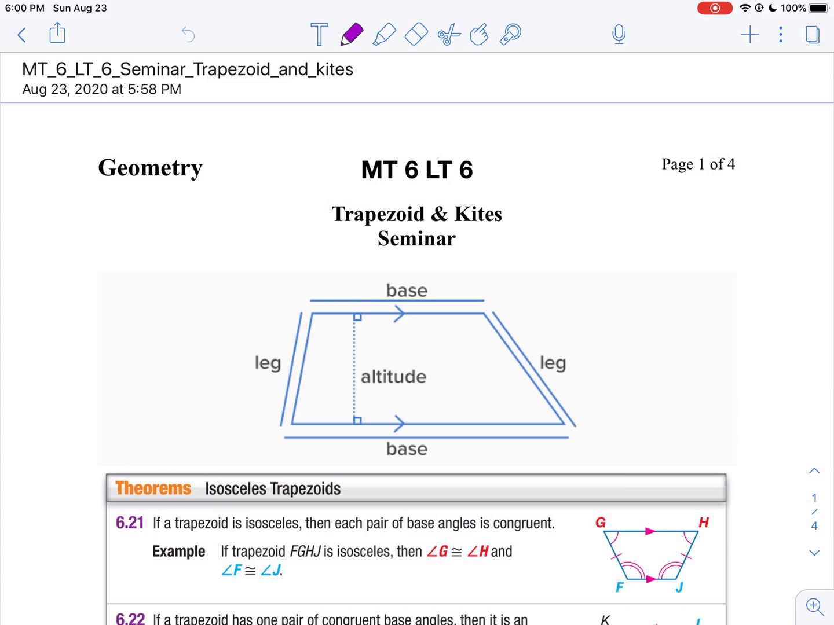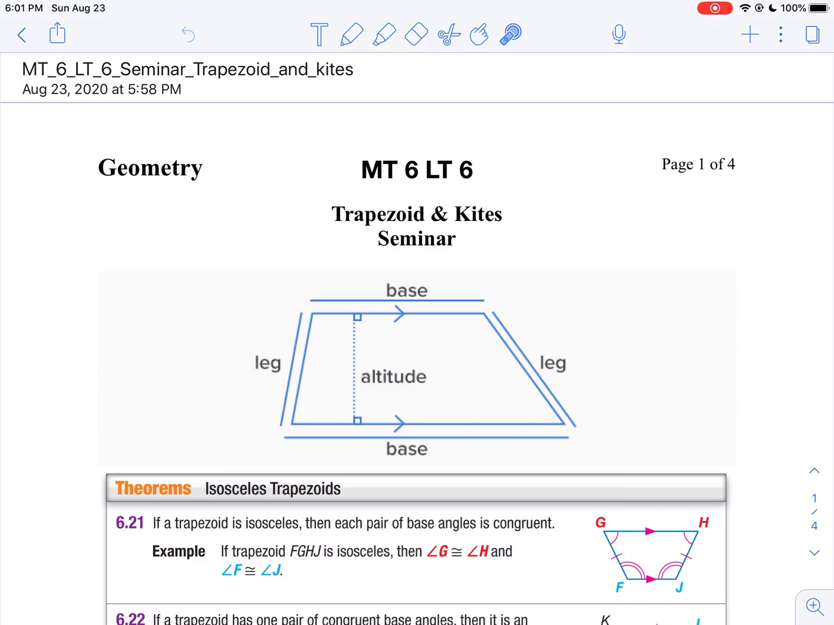A trapezoid is not a parallelogram, unlike everything else we've done so far. A parallelogram has two pairs of opposite sides parallel. A trapezoid has exactly one pair of opposite sides parallel. Those two sides we call bases. The other ones are called legs.